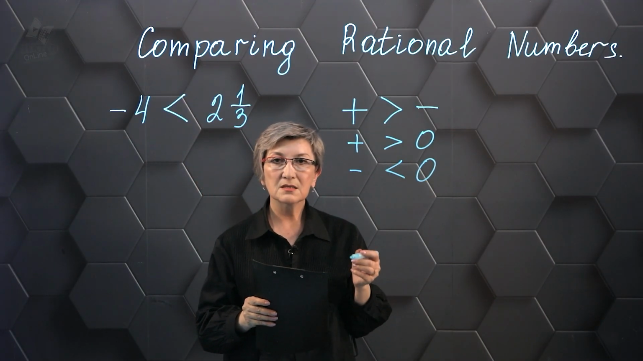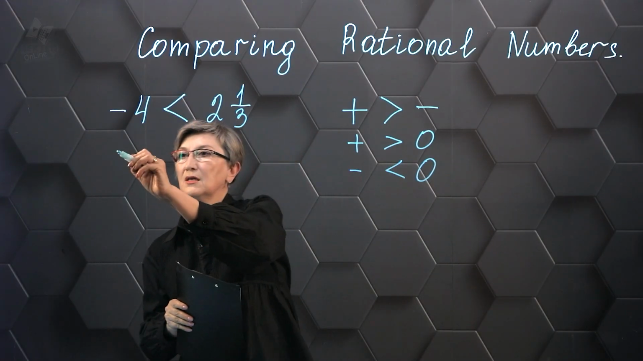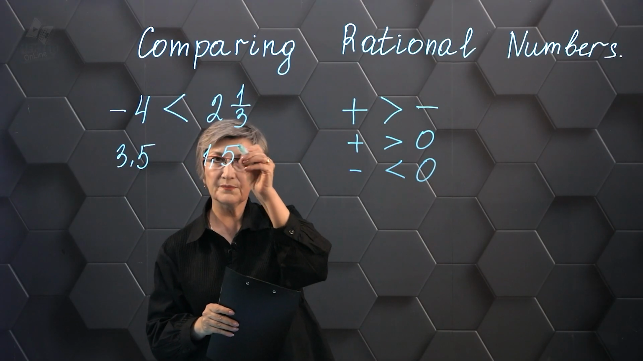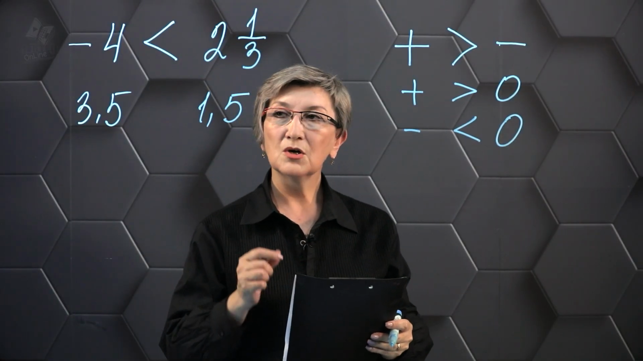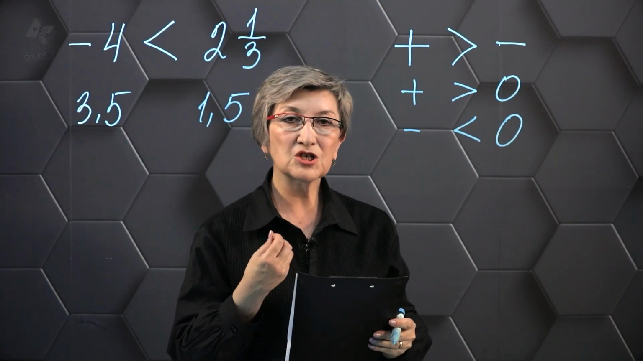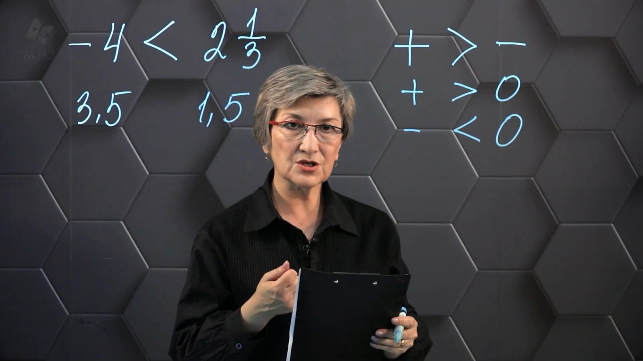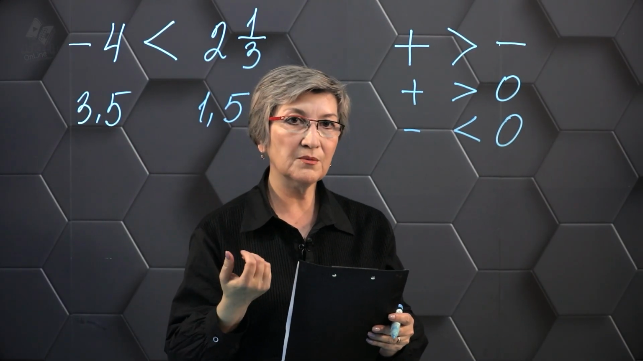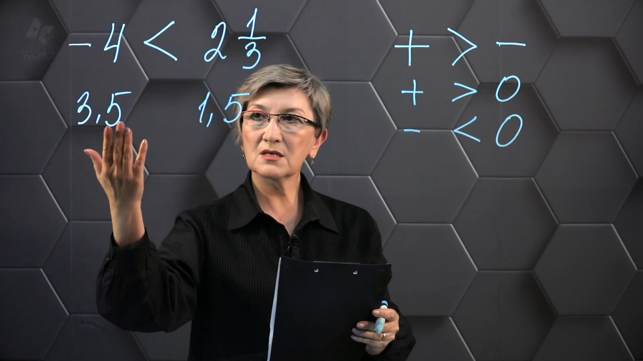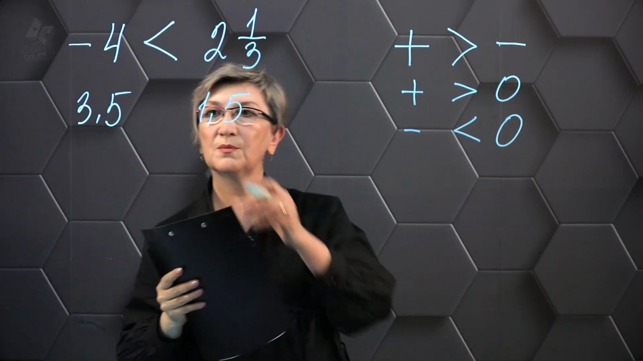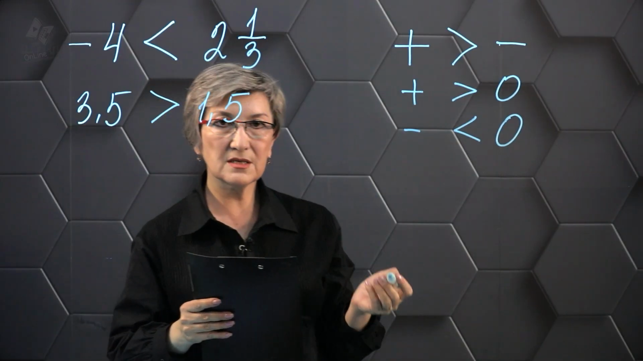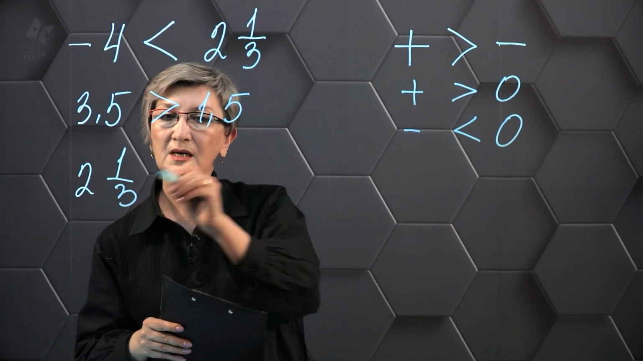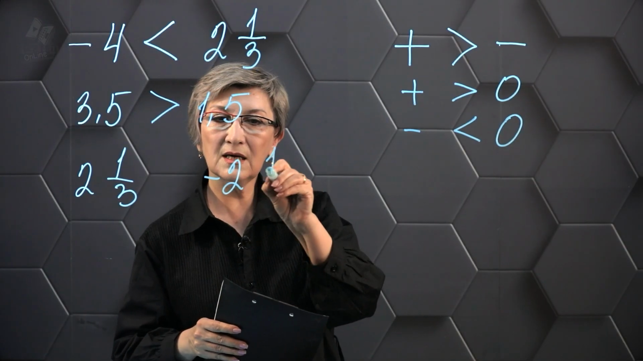The rules are retained. The following: 3 whole 5/10 and 1 whole 5/10. In this example, we see that we are comparing two positive rational numbers. But we know how to compare decimals. And we know that 3.5 decimals is greater than 1.5 decimals. Here's an example: 2 whole 1/3 and -2 whole 1/2.